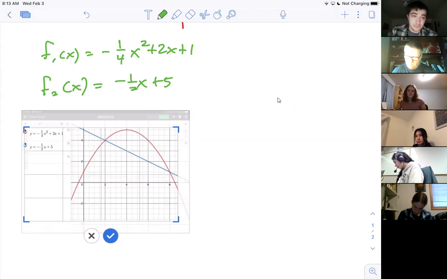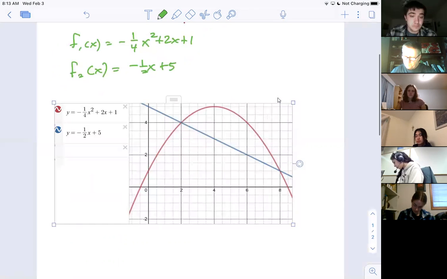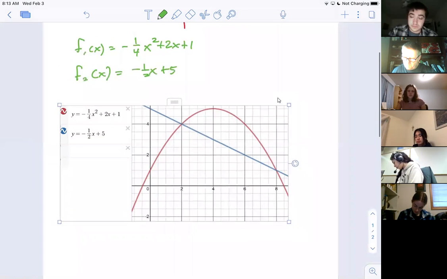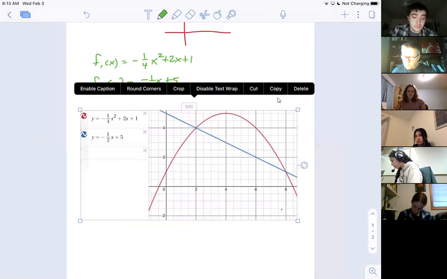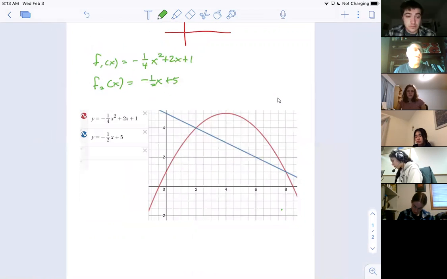Because of the shape of this too, couldn't we use geometry for the -1/2 x + 5 to find that area instead of having to take the integral? Good question. I'll let that hang for a second. What do you think about Eve's suggestion? Do we actually have to use an integral to take this? I know for the -1/4 x squared, you have to use the integral, but I'm talking about for -1/2 x + 5.